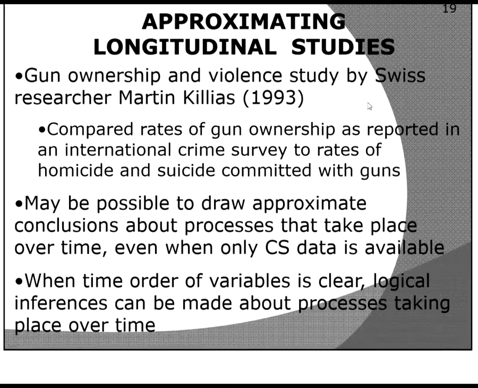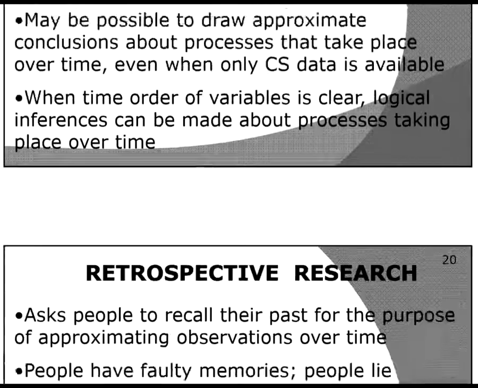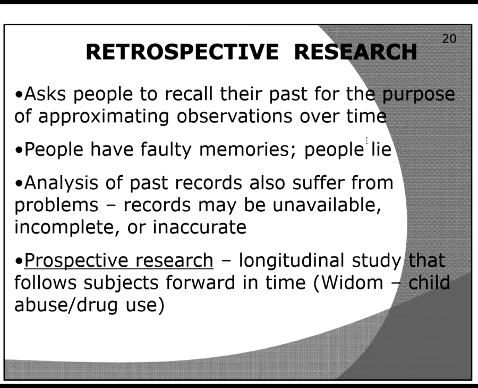Approximating longitudinal studies, there are some ways that you can do that, and your textbook talks a little bit about that too, like comparing rates of gun ownership as reported in an international crime study to rates of homicide and suicide committed with guns. You can sometimes do what's called an accelerated longitudinal study, which is a little bit more advanced too, because if you want to conduct a longitudinal study, it's going to take a long time, and a lot of people don't really want to waste all that time on one study because we've got other things to do, right?